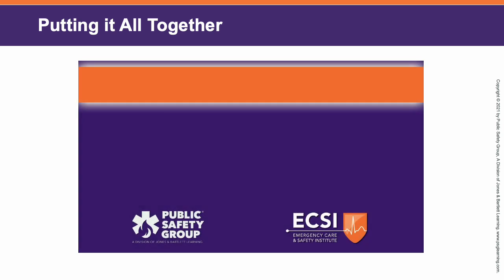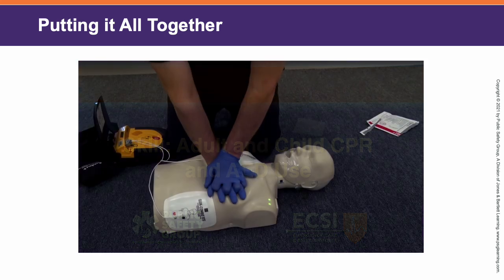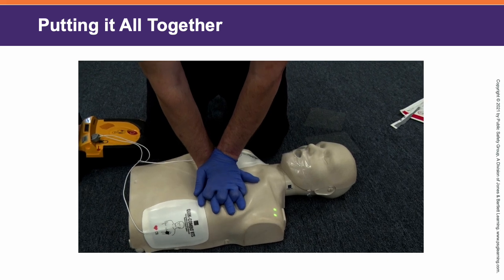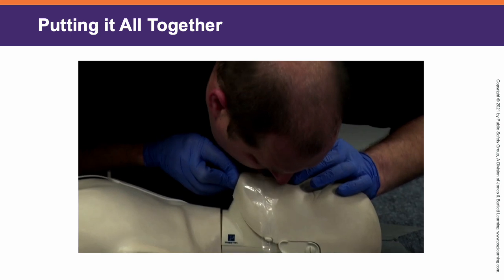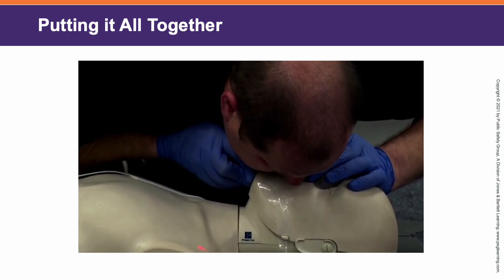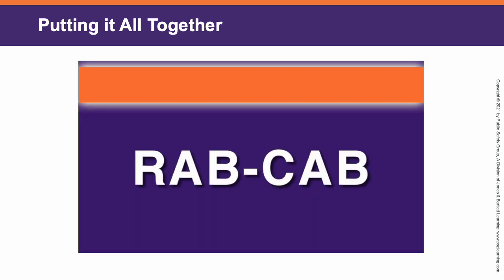Skill, adult and child CPR and AED use. When breathing has stopped, the heart will too. CPR and an AED can help save a life. For CPR, use a mouth-to-barrier device to prevent disease transmission whenever possible. Use the RABCAB mnemonic to remember what to do for CPR.